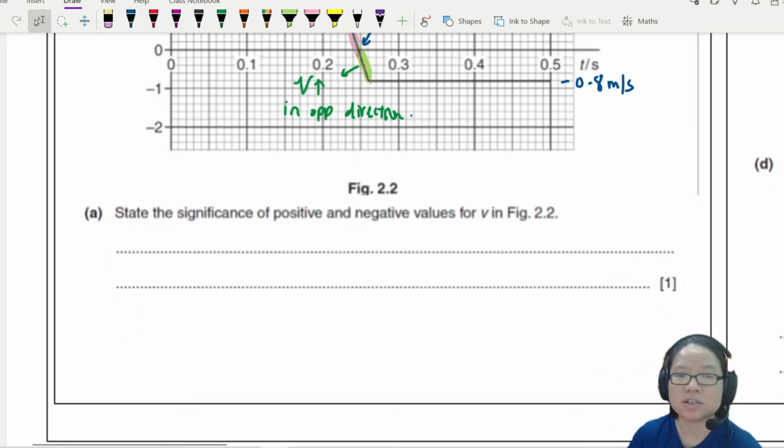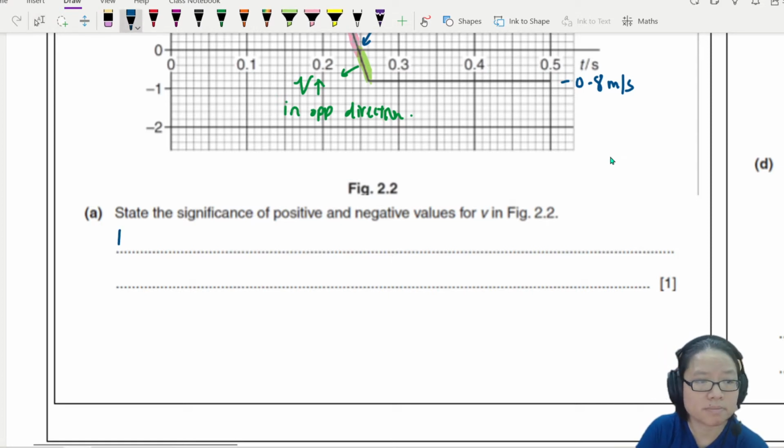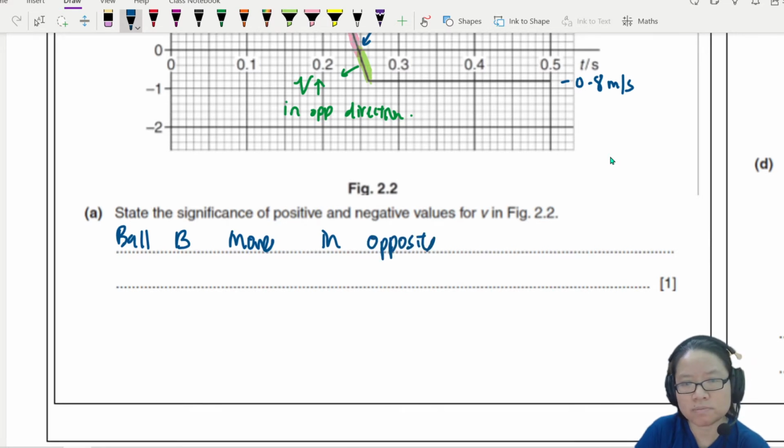State the significance of positive and negative values of v. So why is there a negative value? I think I've stated it just now. The reason why v is negative is because ball B moves in the opposite direction after collision.